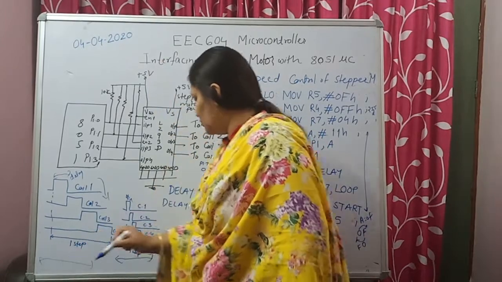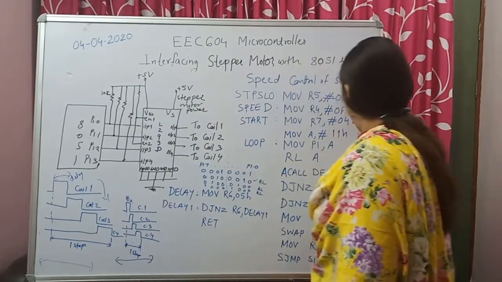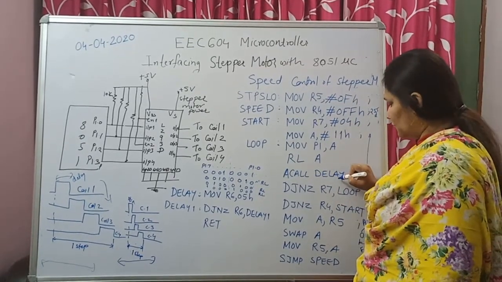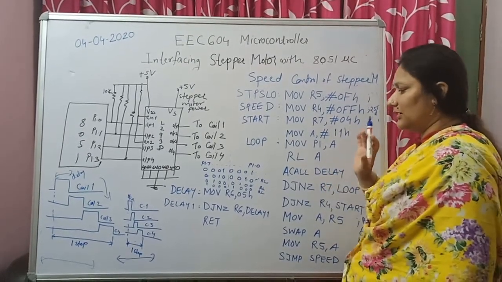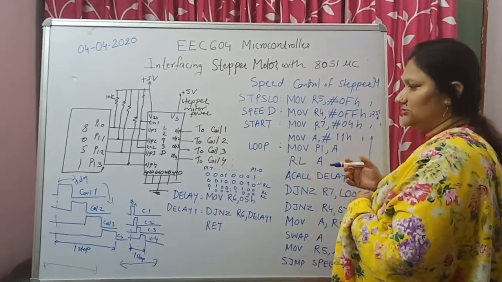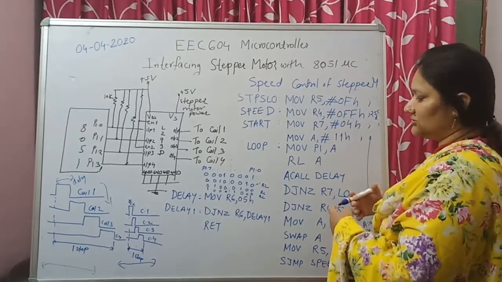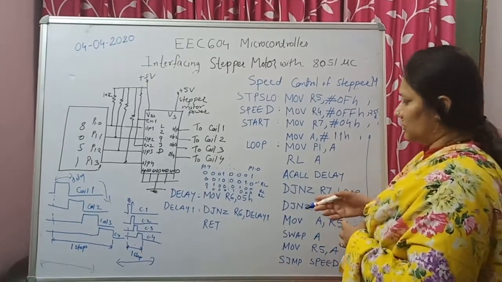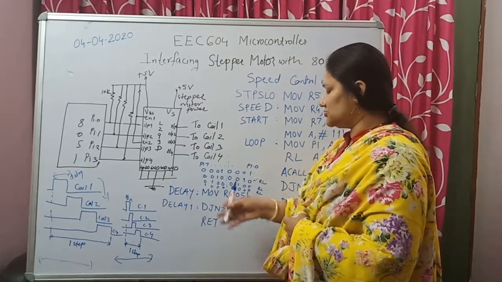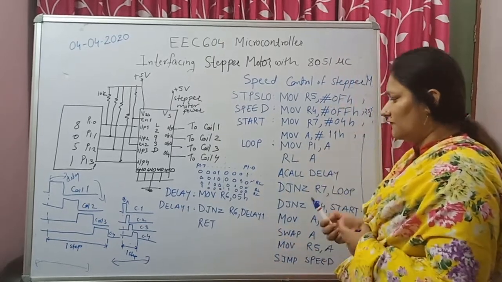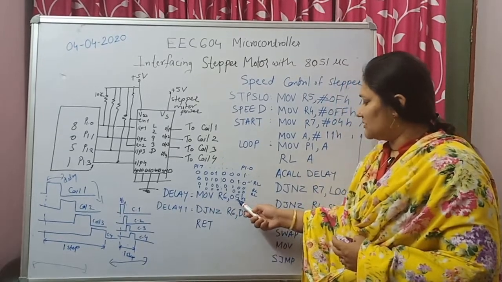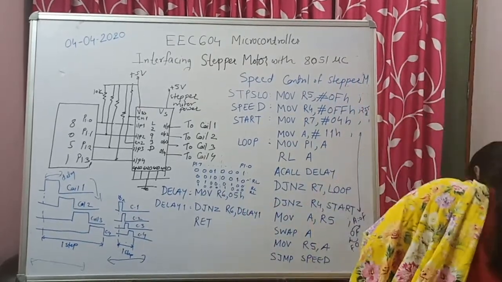So the initial count was 0F, and here we have taken 0F. When I call the delay routine, you can write any delay. Last time we took three registers and decremented each register by one after another. But here the delay routine has been written in some other fashion, just to show you that there are a number of ways to write the delay. So when I write MOV R6, #05, what does R6, 05 stand for?